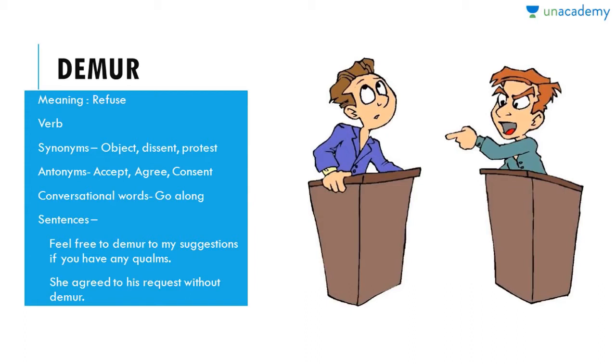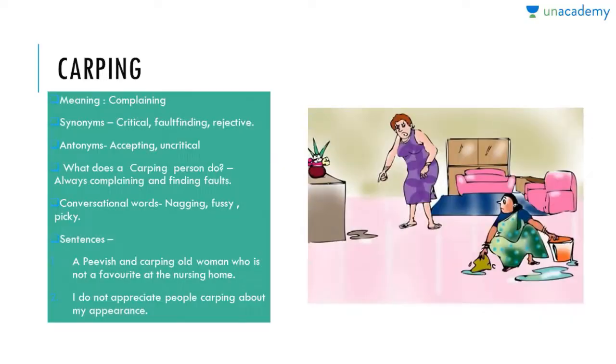Or when you're writing something and you're narrating something, you can say she demurred to his suggestions. The conversational words for this could be to not go along, and sentences. Feel free to demur to my suggestions if you have any qualms. She agreed to his request without demur. Now let's move on to the next word, which is carping.